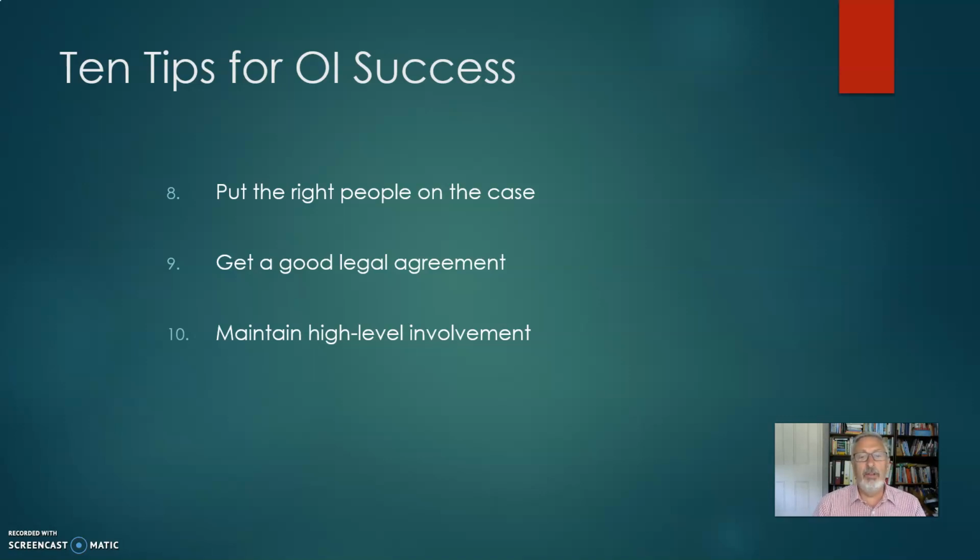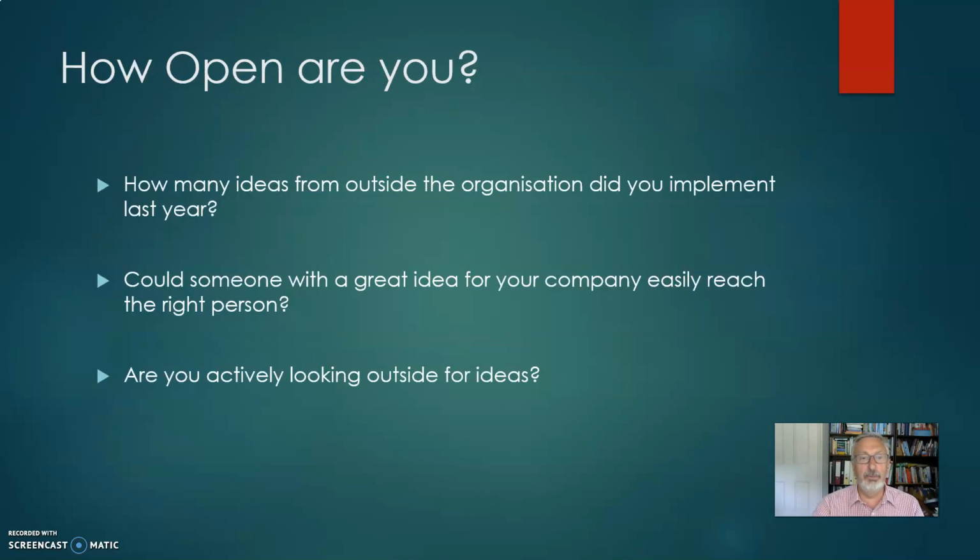And maintain high-level involvement. So the CEO might set the whole thing off, delegate it to the head of research and development or some other major executive, but he or she should maintain high-level involvement to see how the thing is going and to see what's blocking it, what's stopping it from succeeding, because sooner or later the senior executive is going to have to step in to help make the whole thing move forward. So those are 10 tips for success with open innovation.